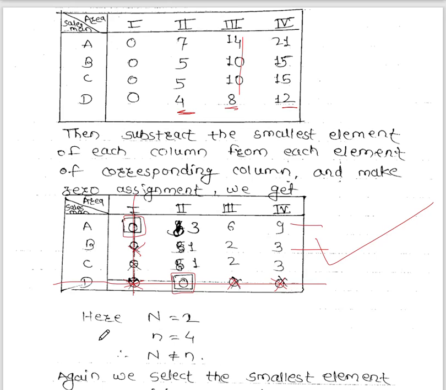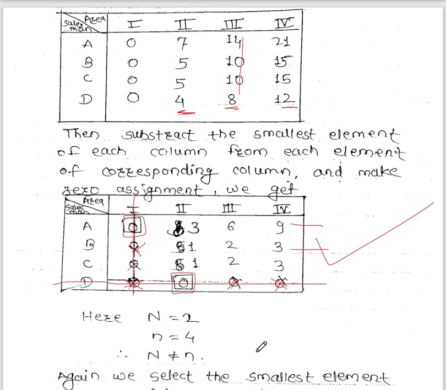If you observe, capital N means the number of lines, that is 2, and small n is the order of the matrix, that is 4 by 4. So hence we can say that capital N is not equal to small n, that is, the number of lines is not equal to the order of the matrix. So this table will not give the optimal assignment solution.